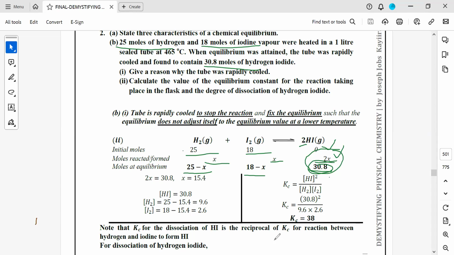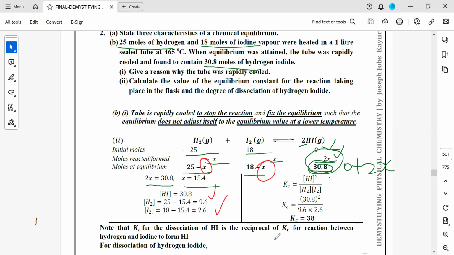The moles that reacted are the moles we would have at equilibrium, 2X. So those two values are equal to each other, and that helps us get a value of X, which is 15.4. Of course, since we have the value of X, we can find the other values by subtracting. In that case, the number of moles at equilibrium for hydrogen is 9.6 and for iodine is 2.6.